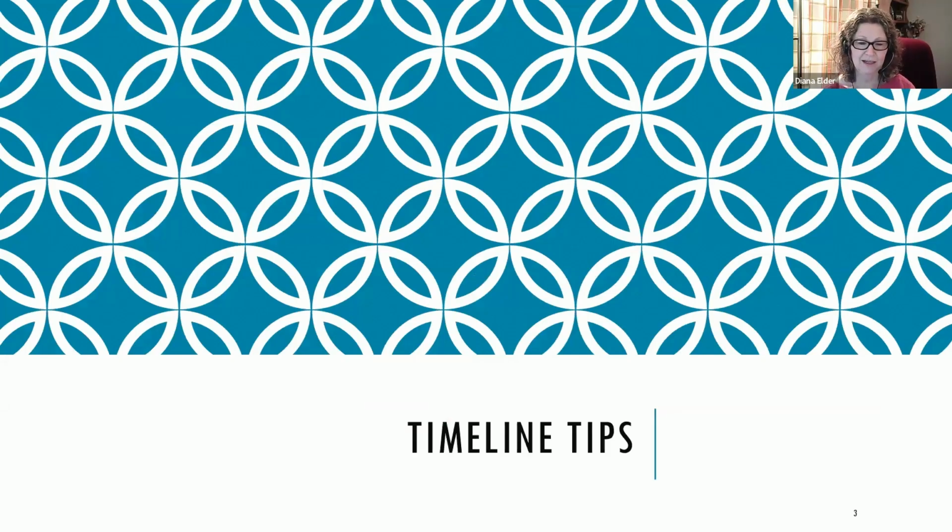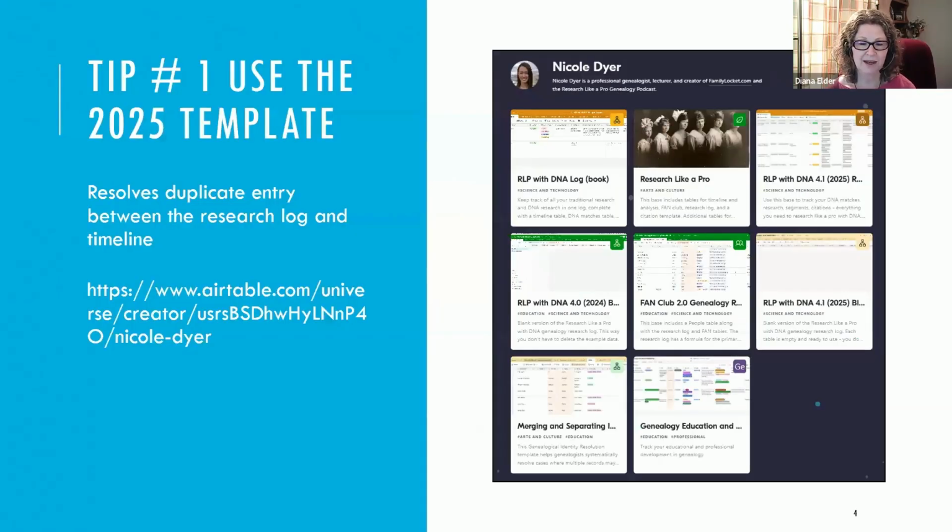So I wanted to think of a few tips that would help someone that has done the timeline, maybe in other ways. I mean, we all have done timelines from the very beginning of our research. We've recognized that those are important. But what are some tips that could help you if you're going through the research like a pro process to just have good success? Well, the first tip that I want to talk about is using the 2025 template.